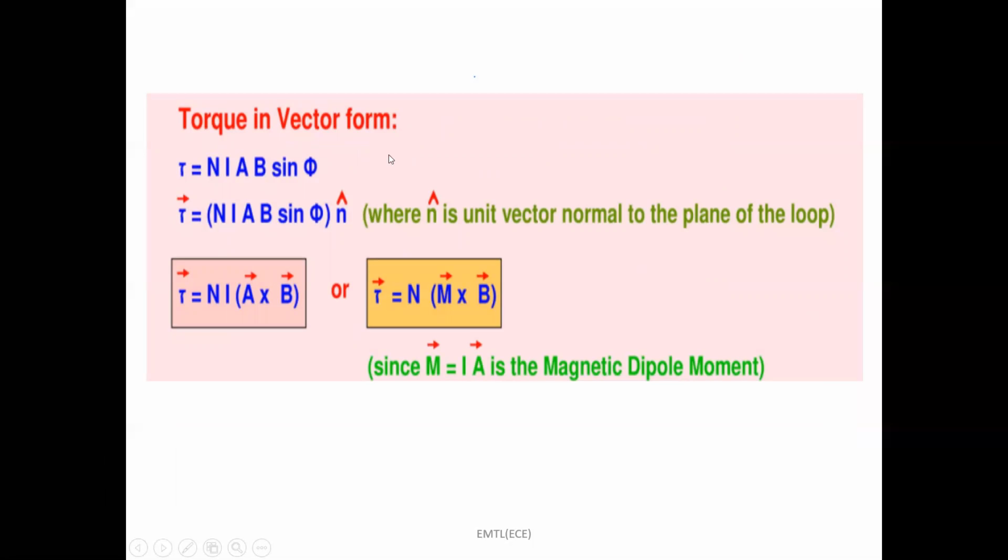Now the torque in vector form we can write as NI A cross B. Here N I into A is the magnetic dipole moment. The expression can also be written in terms of the magnetic moment. So the magnetic moment M is equal to I into A. So this is the torque acting on a rectangular loop.